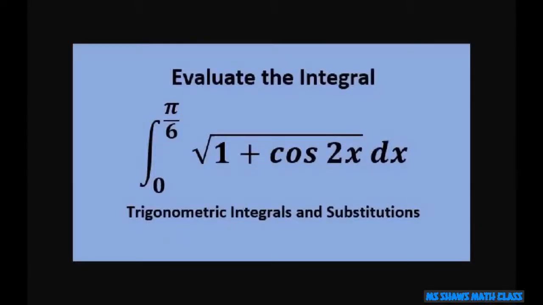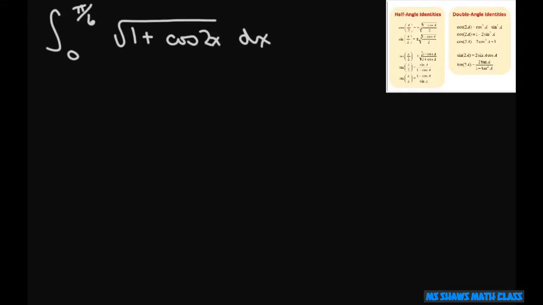Hi, we're going to evaluate the definite integral over the interval 0 to pi over 6 of the square root of 1 plus cosine 2x dx. So let's get started. The first thing I'm going to do to make this a little easier is use a substitution for my double angle.